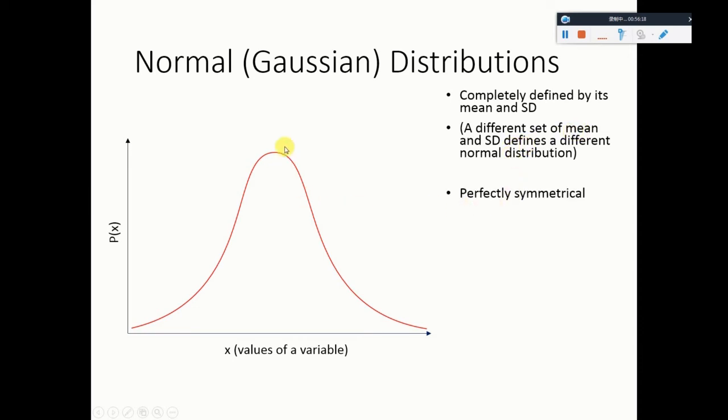Normal distributions, as we have already mentioned, are perfectly symmetrical. That is, if we impose a center line and fold this side of the graph over to this side, the two sides will completely overlap. Well, not exactly the center, but you know what I mean. If we flip this side over to this side, the two parts will completely overlap. Okay?